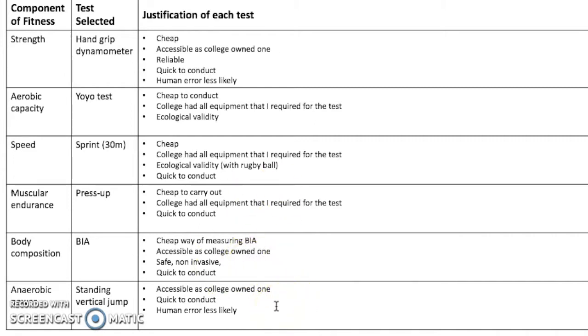And then finally, the standing vertical jump again is accessible, quick to carry out, didn't need much equipment. Each jump takes a matter of seconds to do, and so it can be done very quickly. And also, because the device shows the score directly on the screen, it means that there's no room for human error when gaining the score again. And this makes the tachymeter a more reliable test, as people don't need to estimate it, as this won't affect the score as it's directly on the screen, which is perfect.